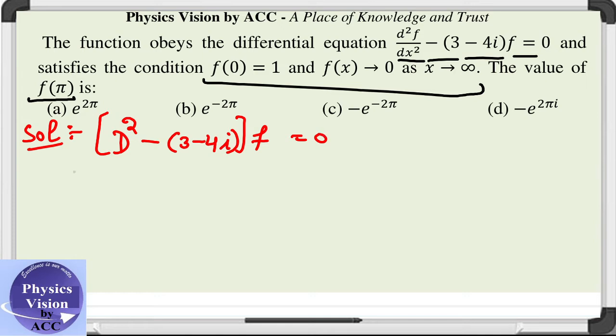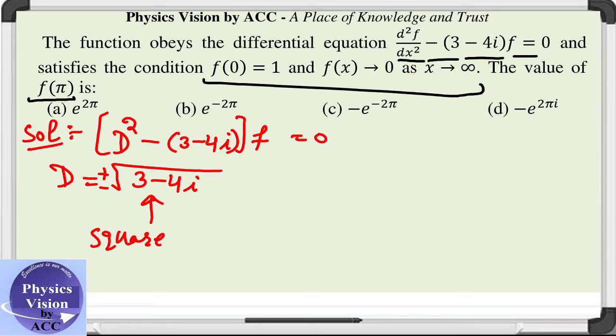Okay, so the solution will be given by D equal to the square root of 3 minus 4i, with a plus minus sign. So let us calculate the square root of this complex number first. How will we do it? Let's see. Let us assume that the square root of 3 minus 4i is equal to a plus ib.